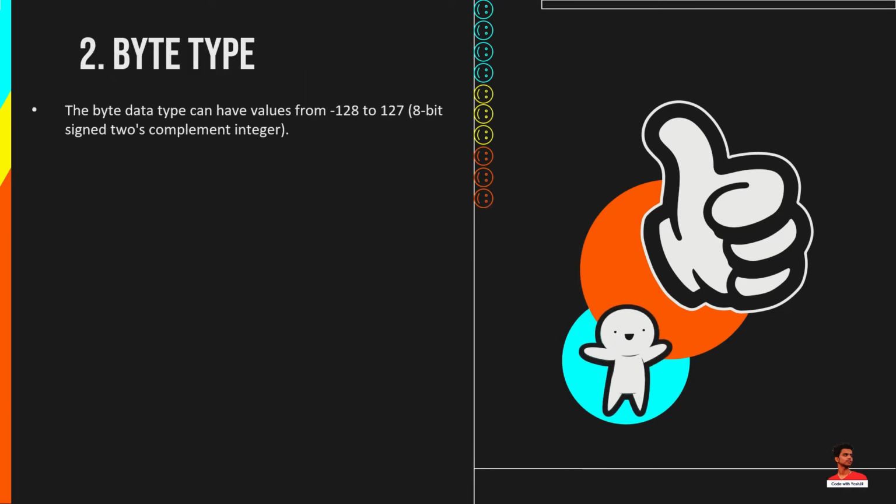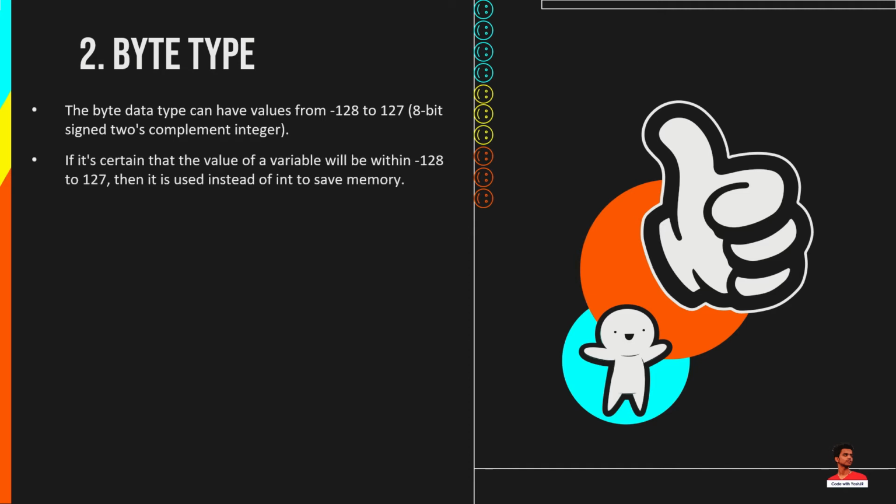The byte data type can have values from -128 to +127. If it's certain that the value of a variable will be within -128 to +127, then it is used instead of int to save memory. Default value of byte data type is 0. Here we have an example.